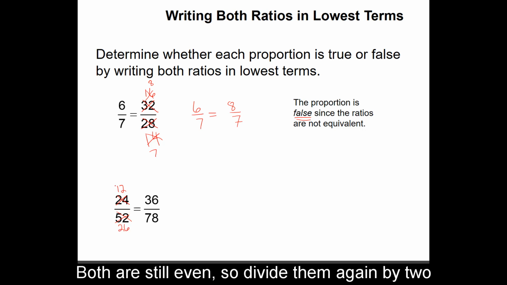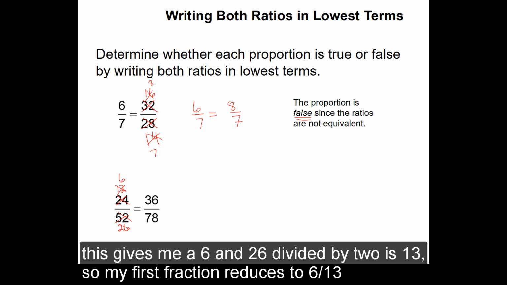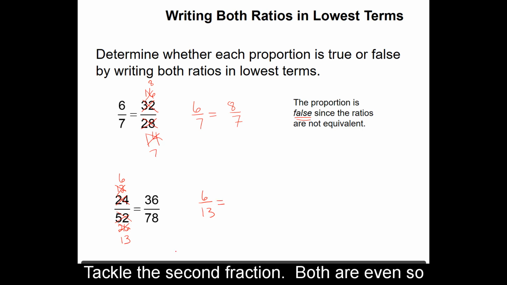Still even, so I'll go ahead and divide them again by 2. That would give me a 6, and 26 divided by 2 is 13. So my first fraction reduces all the way down to 6 over 13. Let's go ahead and tackle the second one.